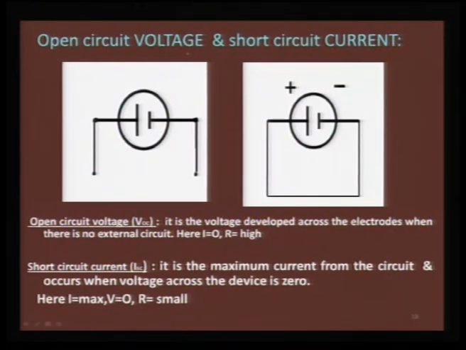We would also take a look at what the open circuit voltage and the short circuit current mean. Open circuit voltage is defined as the voltage developed across the electrodes when there is no external circuit. In other words, at I equal to 0, the maximum potential that is developed is called VOC, the open circuit voltage. And short circuit current is the current that is at its maximum when voltage is 0. So, when voltage is 0, you get maximum short circuit current. When current is 0, you get the maximum open circuit voltage, and this is a measure of the maximum power that the solar cell can generate.